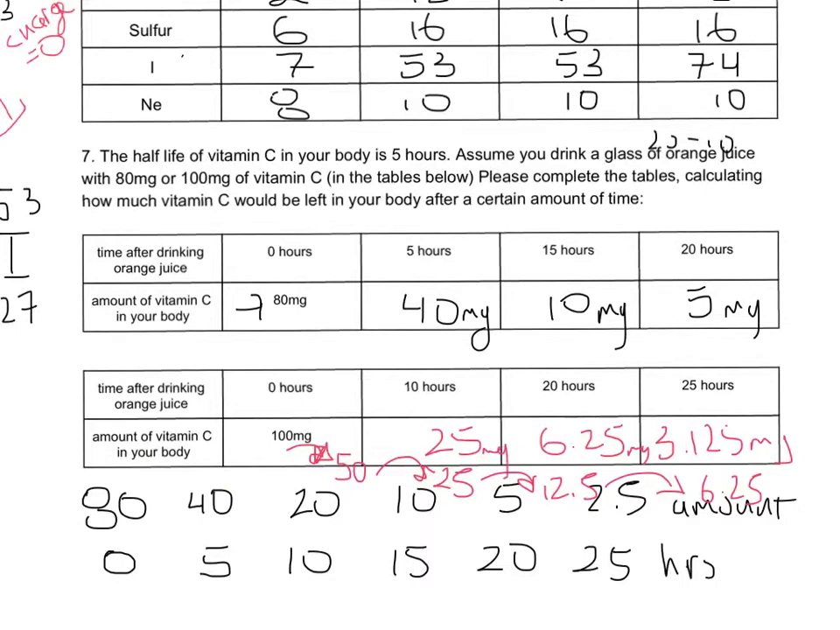So notice how you don't just divide by 2 and write the answer here. Okay, it depends on this. This was 10 hours, meaning we went one half-life to 5, and then another half-life to 10. So that was divided by 2, that was divided by 2. Similarly, from 10 to 15 to 20, we went 25 divided by 2 and then divided by 2 to get the 6.25. Okay, hope that helped.